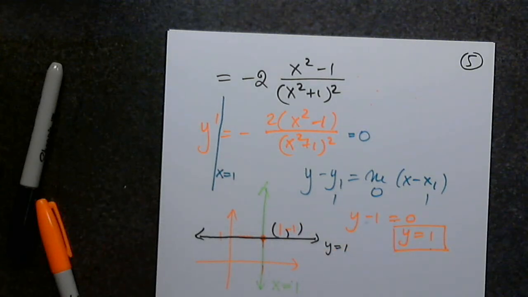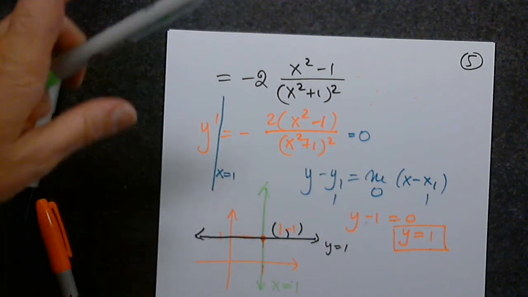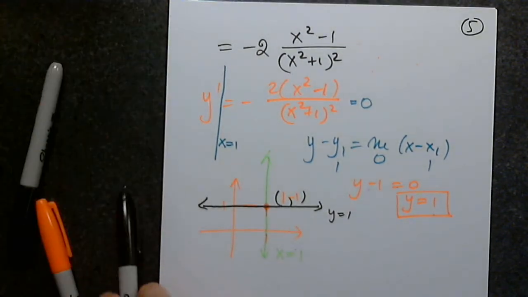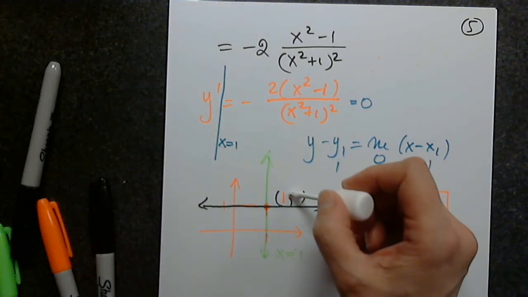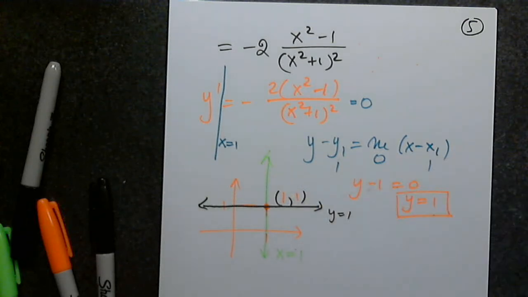I meant 1 comma 1. That's the point. Any questions? I talked about one-to-one functions in my previous class, and that's why in my mind I wrote one-to-one, not 1 comma 1. Okay. Any questions?